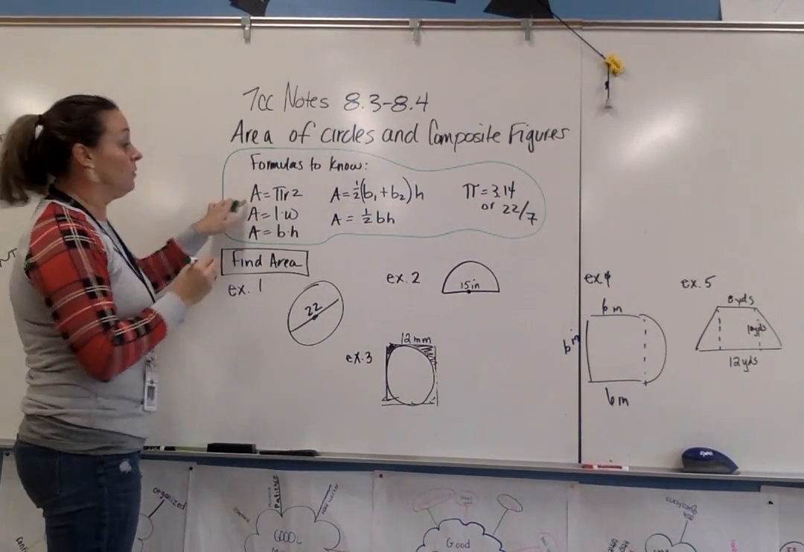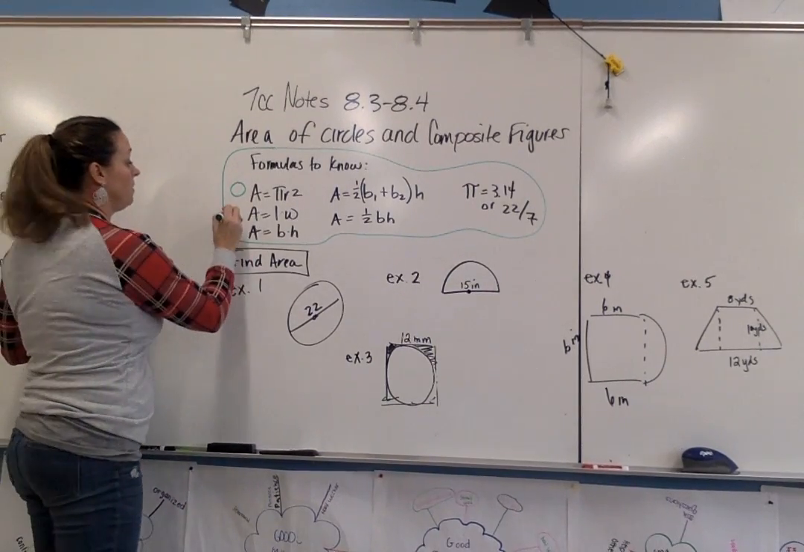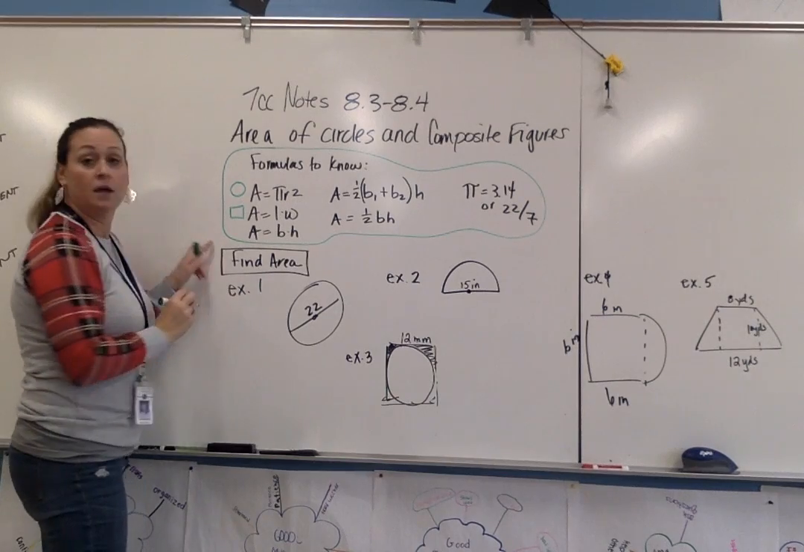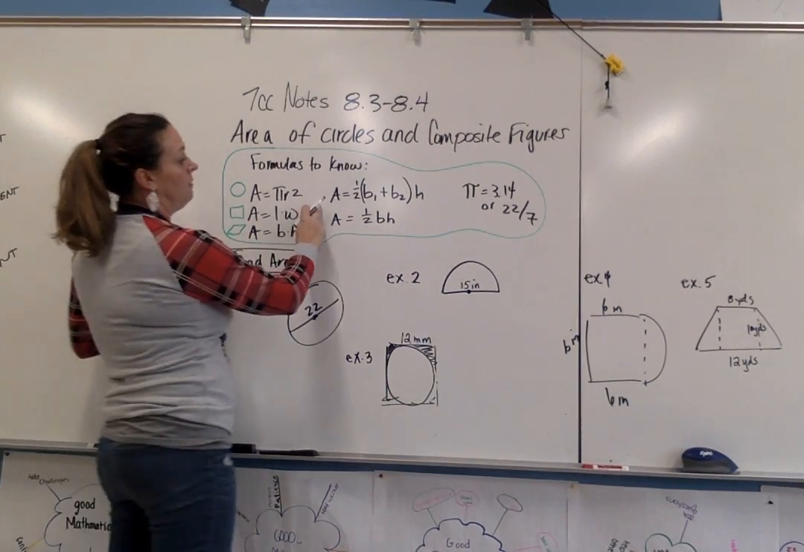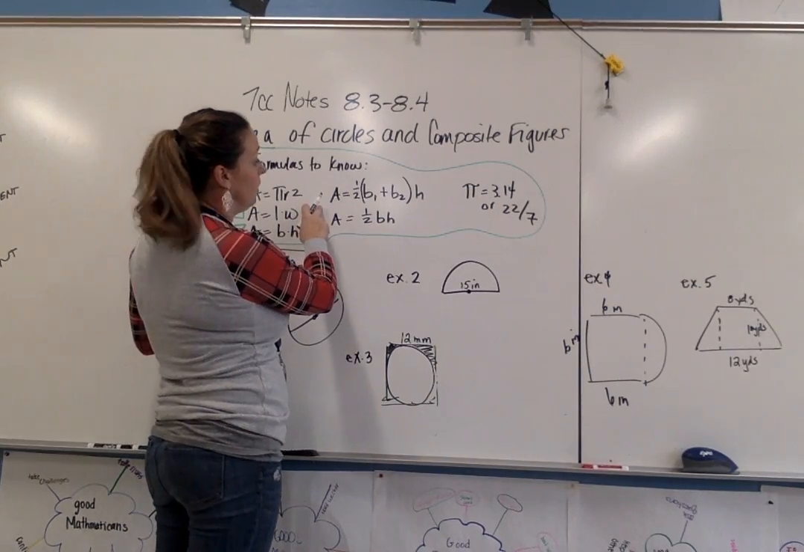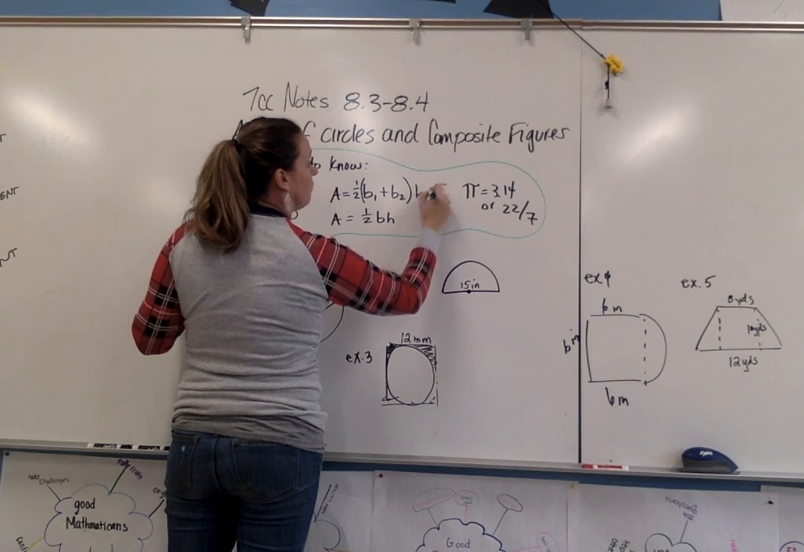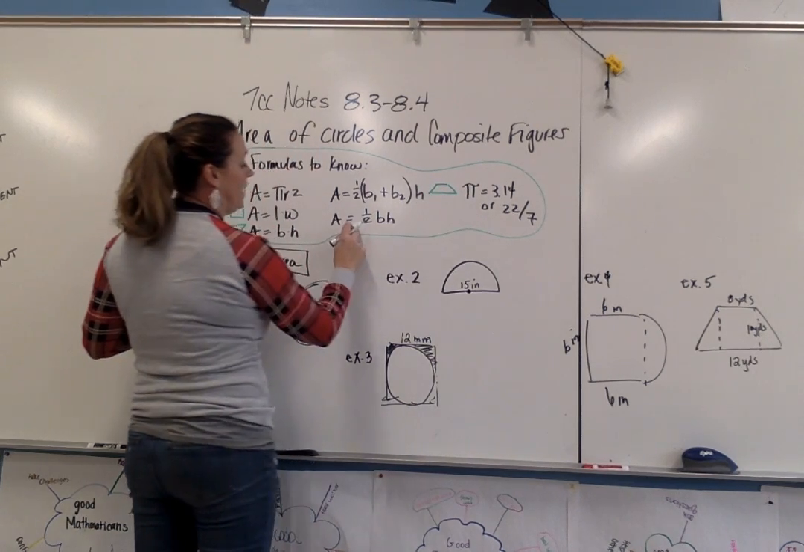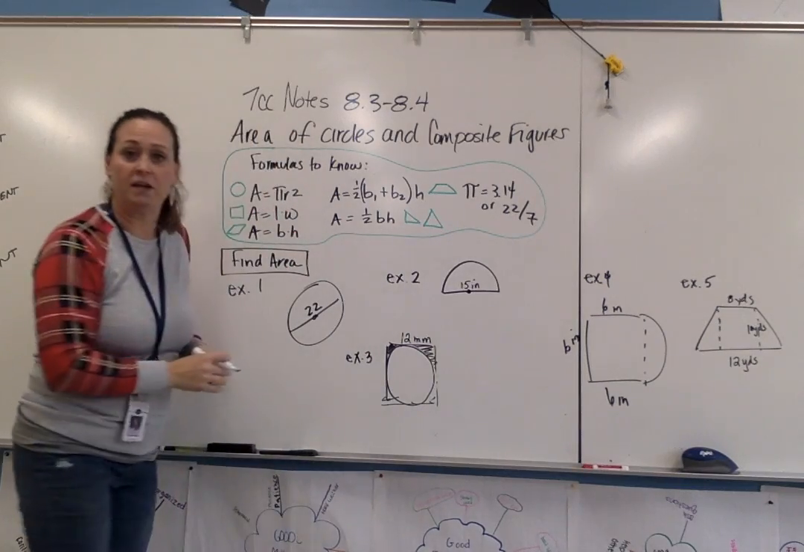Area equals pi r squared, this is for circles. Area is length times width for a square or a rectangle. Area is base times height for a parallelogram. Area equals 1/2 times the quantity base 1 plus base 2 times height, that would be for a trapezoid. And triangles, regardless of what they look like, is 1/2 base times height.